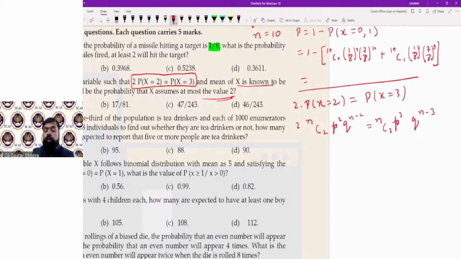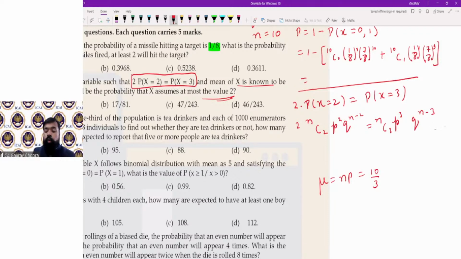Now you have to simplify this and get the result. So this becomes the first equation. Also, you know that mean is 10 by 3. So the formula for mean, that is n into p, is 10 upon 3.